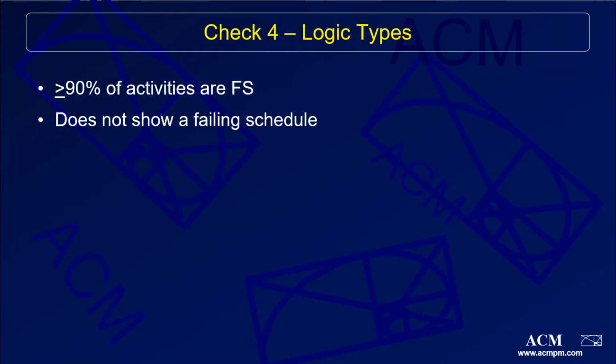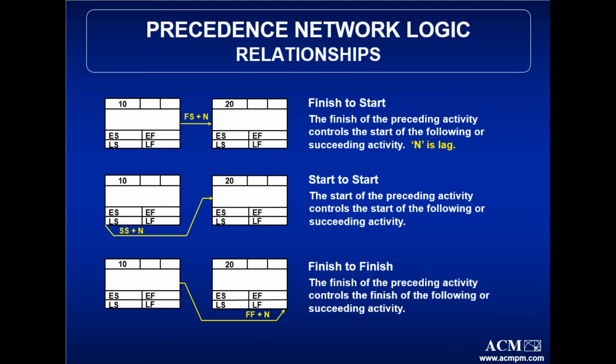The fourth check in the 14-point assessment is for logic types. DCMA recommends that at least 90% of all logic links should be a finish-to-start relationship rather than a start-to-start, finish-to-finish, or start-to-finish relationship. Failing this test does not necessarily mean that your schedule is failing, but rather it provides an opportunity to look at the relationship and provide reasoning or validation for why you chose that relationship.